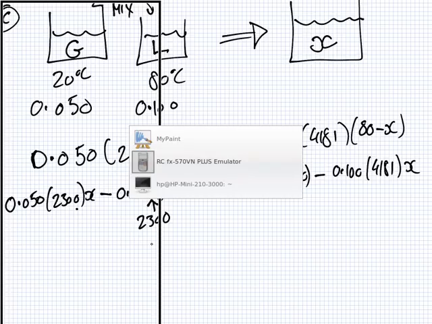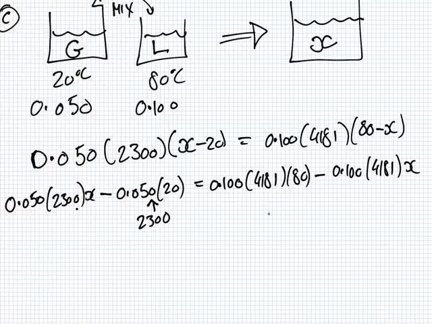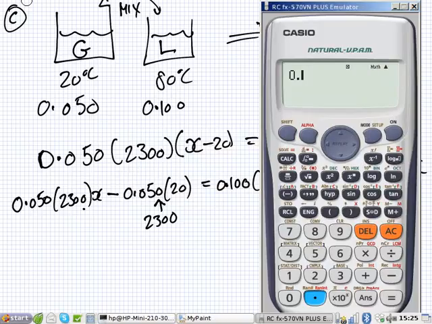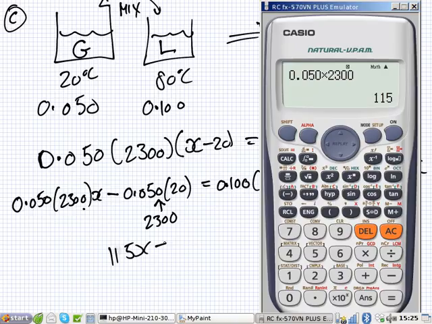Right, we'll need to do some cleaning up here. Let me just do the ones on the right since I can see those first. So that first one is 33448. And then this one here, well, that's obvious. It's minus 418.1x. And then here, 0.050 times 2300. So that one is 115x minus 2300 times 0.050 times 20. That's 2300.